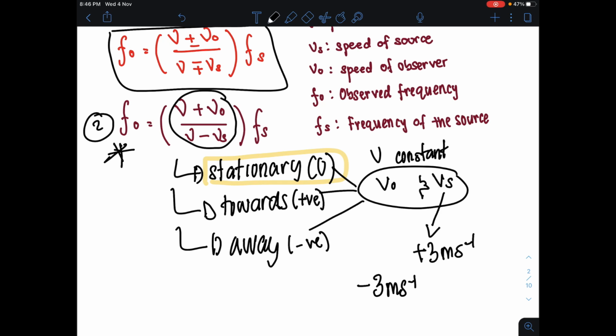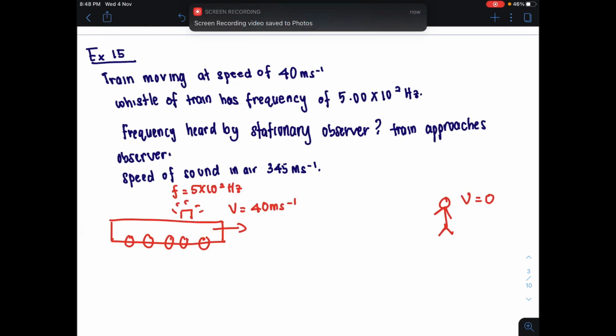Kalau dia cakap stationary, awak substitute 0 dekat tempat itulah. Tak kira lah siapa boleh jadi observer ataupun source yang stationary. Kalau dia kata towards, dia tak semestinya literally guna perkataan lah towards. Dia boleh jadi anything yang with the same meaning. Approaching, coming closer, yang seumpamaan dengan perkataan towards itulah. So you're going to substitute positive. Leaving, away, going far. Contoh-contoh itu adalah perkataan yang sinonim dengan away. Kita akan substitute negative dekat sini. Alright? Very good. I hope you're good lah kan?